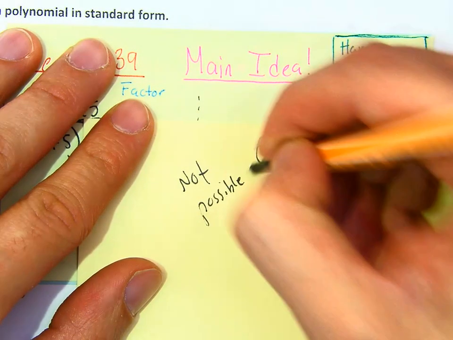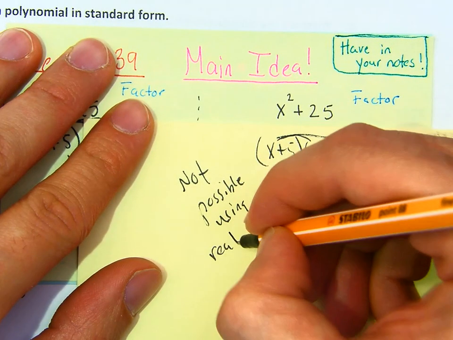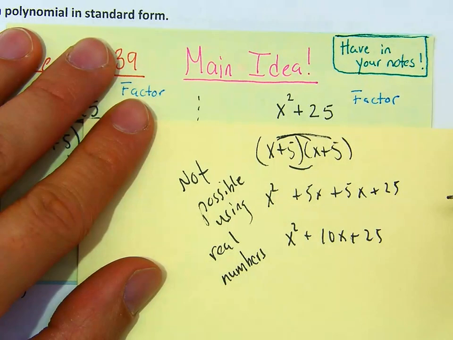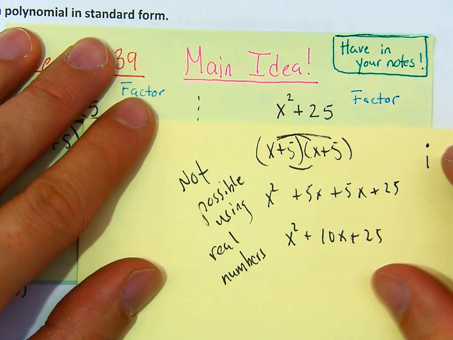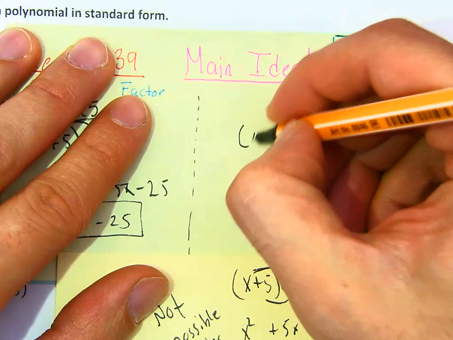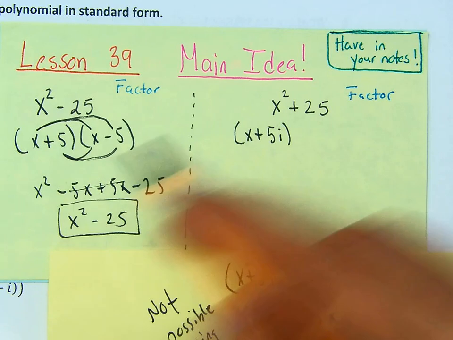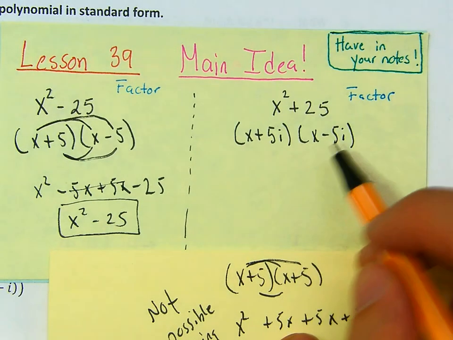And that's correct. It's not possible using real numbers. You cannot factor this using real numbers. So the idea for today's lesson is, how can we use i to factor something like this? Watch how it's going to be done. To factor this x squared plus 25, you're going to say x plus 5i, x minus 5i.